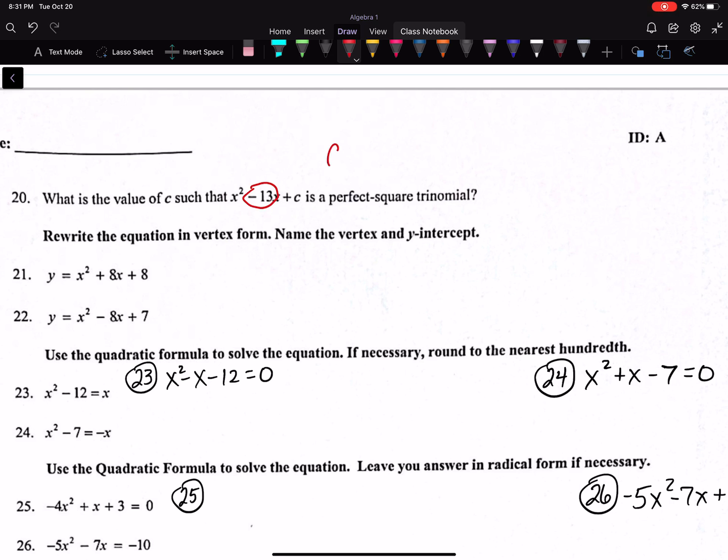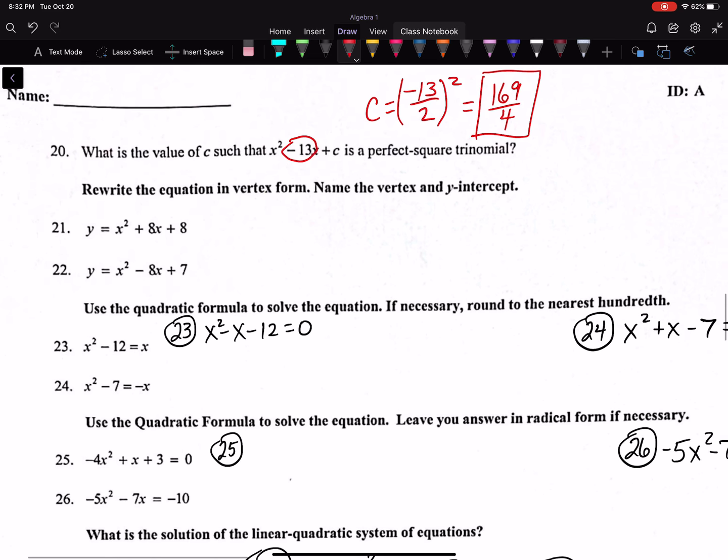So we're going to have c equals negative 13 divided by 2 squared. That is going to be 169 over 4. You can leave it as a fraction or you can write it as a decimal, but to me the fraction is easier. Okay. 21 says rewrite each equation in vertex form.